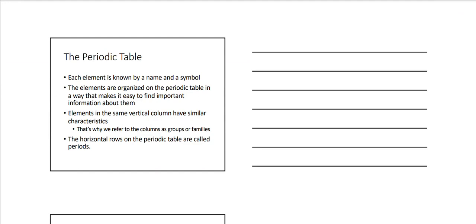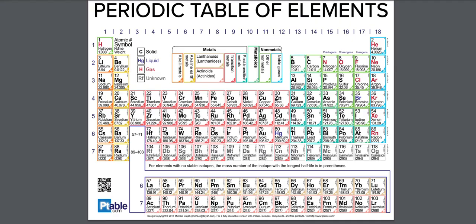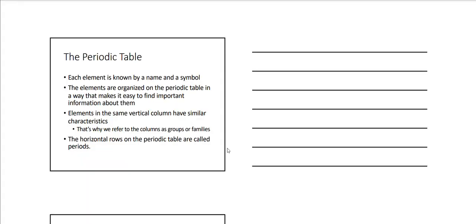Okay, so let's get now to the periodic table. Each element is known by name and symbol. So if you look at this one, this is an example of the periodic table. Everything here, if you look at lithium, beryllium, boron, carbon, etc., has the name of the element, which is lithium. It has the symbol, and it also has two different numbers, which we will look at in a second.